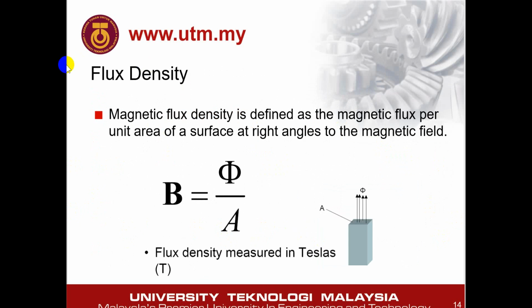Next is the flux density. So you need to know what flux density is. Flux density is magnetic flux per unit area. Basically, how much flux in an area. This is the flux, this is the area. The formula is just flux divided by the area, and the unit is the Tesla. So you have to know the unit and the abbreviation.